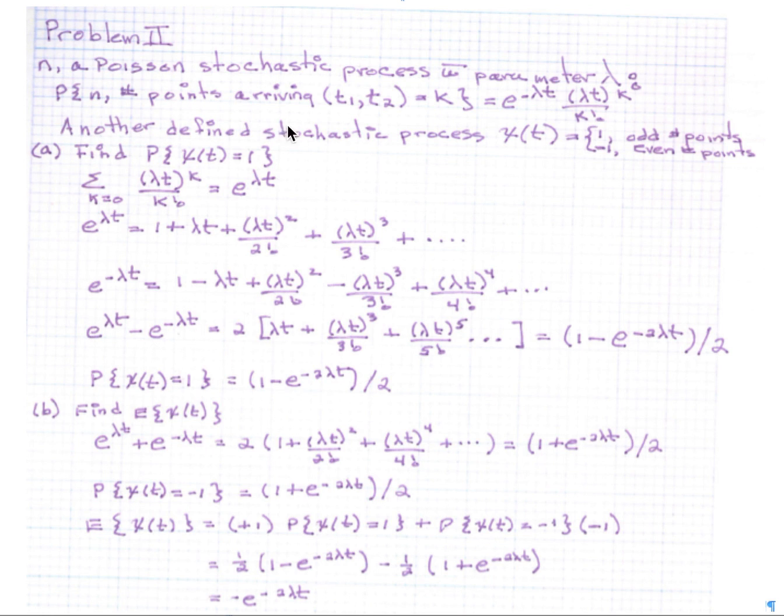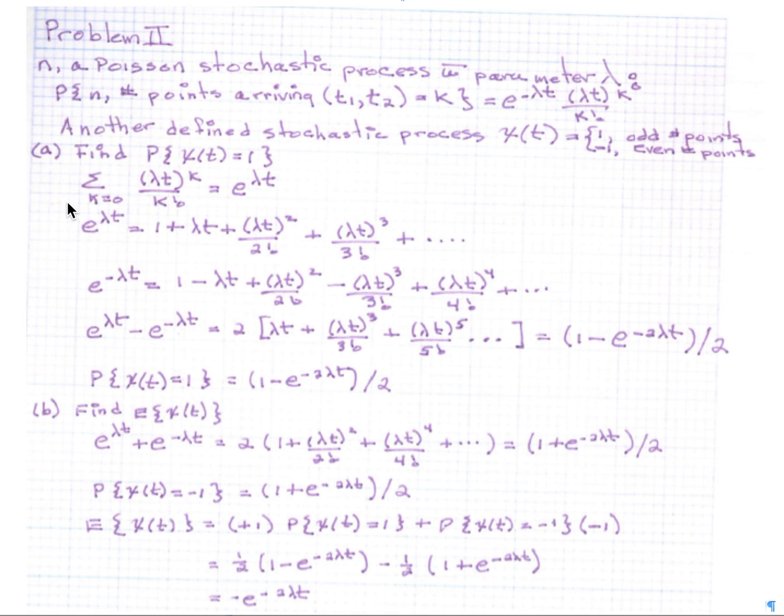Another defined stochastic process is X of t, where the value of 1 represents the odd number of points received in the previous stochastic process, and minus 1 represents the even number of points received. Given that stipulation, we are asked to find the probability that X of t has a value of 1.